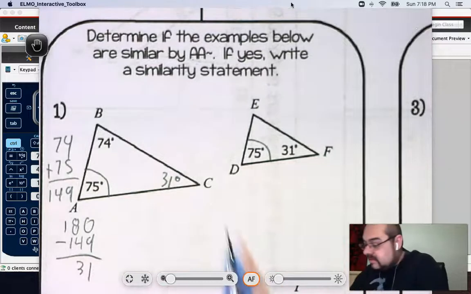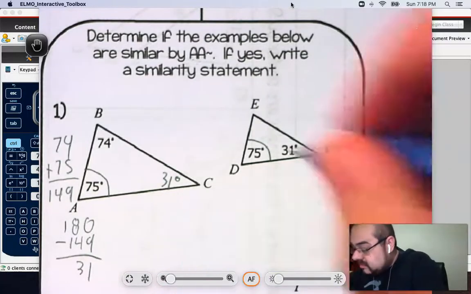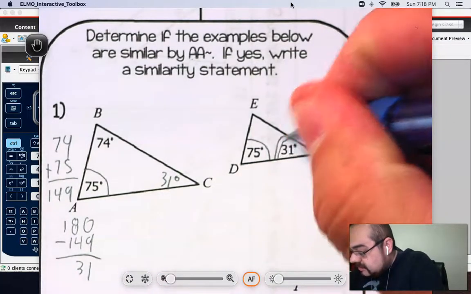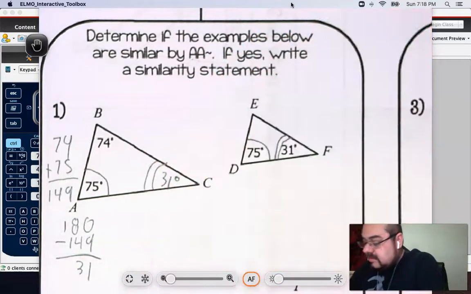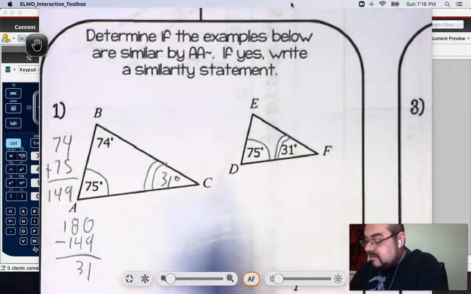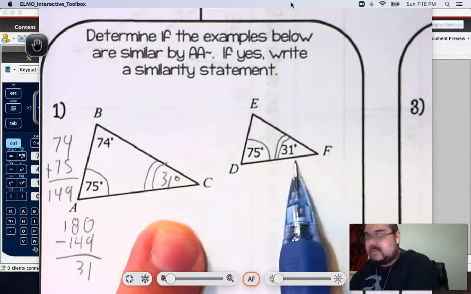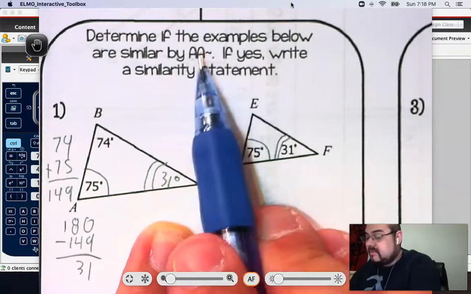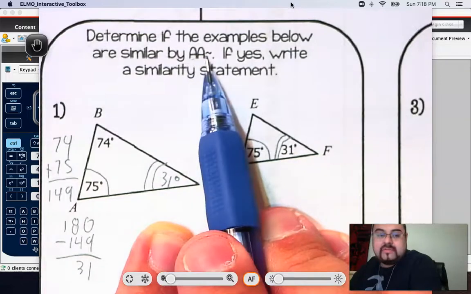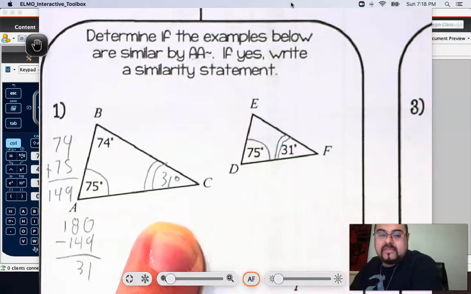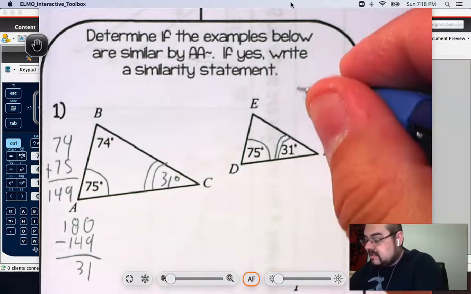Okay, notice here, these two are the same. So we can stop there because we know that these two angles that are corresponding are equal, and these two angles that are corresponding are equal. So we fulfilled the two A's. Okay, so we're going to say that yes, these are similar.